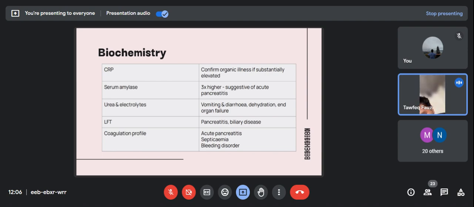I also read about the AST ALT ratio, where if the AST ALT ratio is more than 2, then it would be highly suggestive of alcoholic liver disease. And if it's less than that, then usually you have hepatocellular damage secondary to infection.